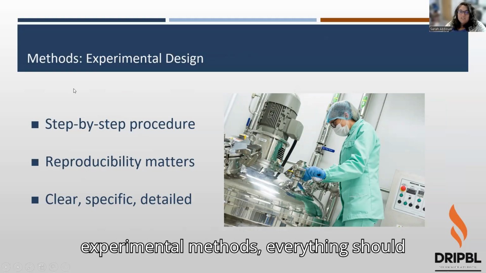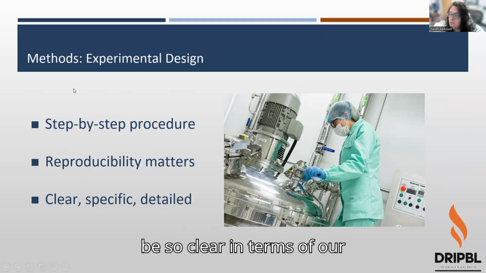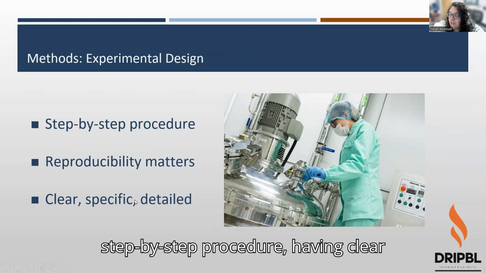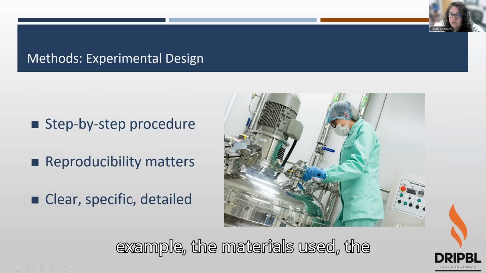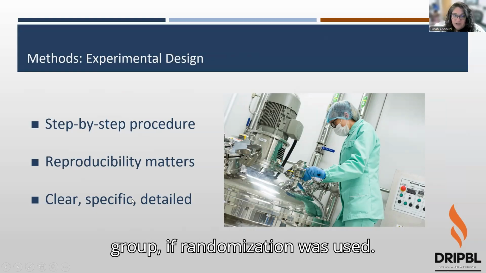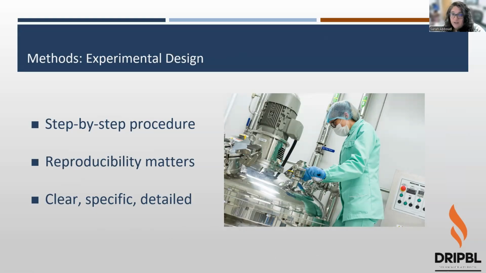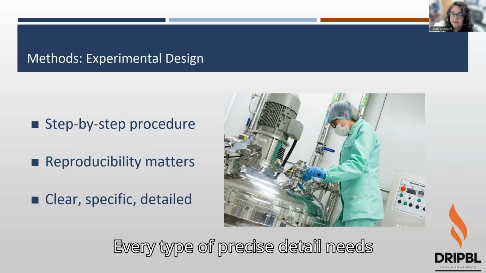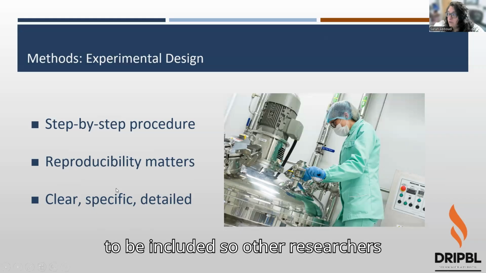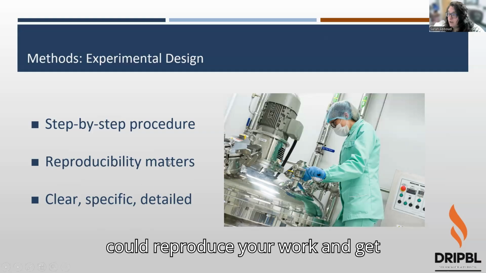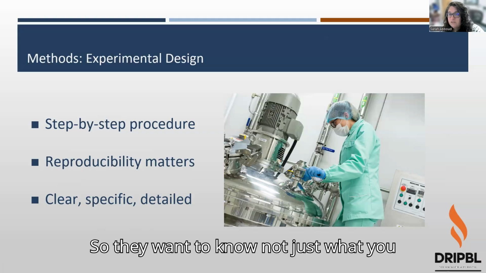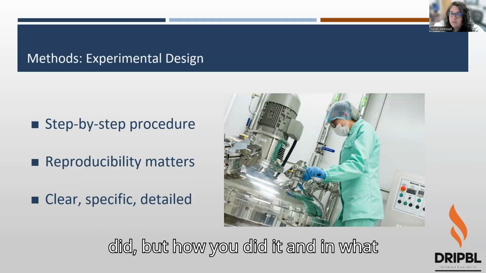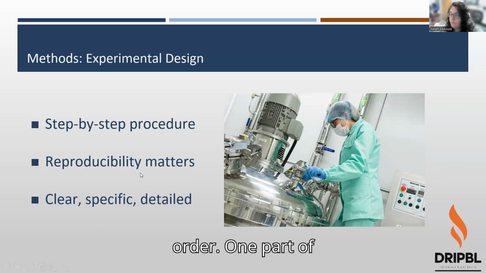So when we're thinking about our experimental methods, everything should be so clear in terms of our step-by-step procedure, having clear enough specific details. For example, the materials used, the conditions for every single type of group, if randomization was used, every type of precise detail needs to be included. So other researchers could reproduce your work and get similar results. So they want to know not just what you did, but how you did it and in what order.